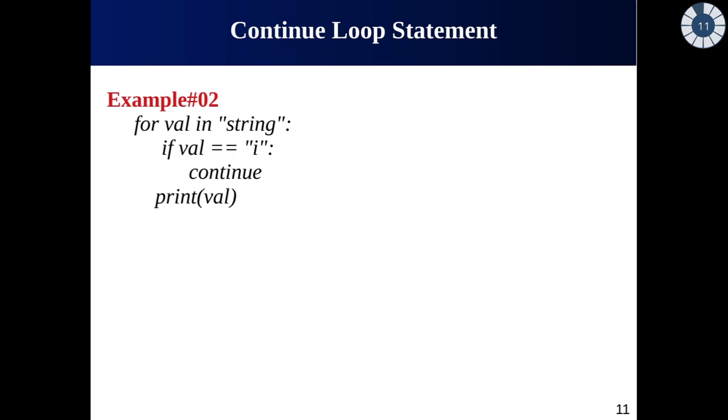Okay, another example which is related with the string, and this is the same example we saw in the break statement, but here the output is going to be different. Okay, what's going on here? Again, the for loop. I will not explain it again. So let us see. If the value stored in val is equal to i, then continue.